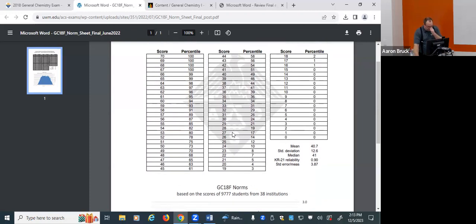And what's important for us to know out of this are the statistics here. So, how many of you are familiar with percentiles? Okay. So the concept of a percentile is kind of this.